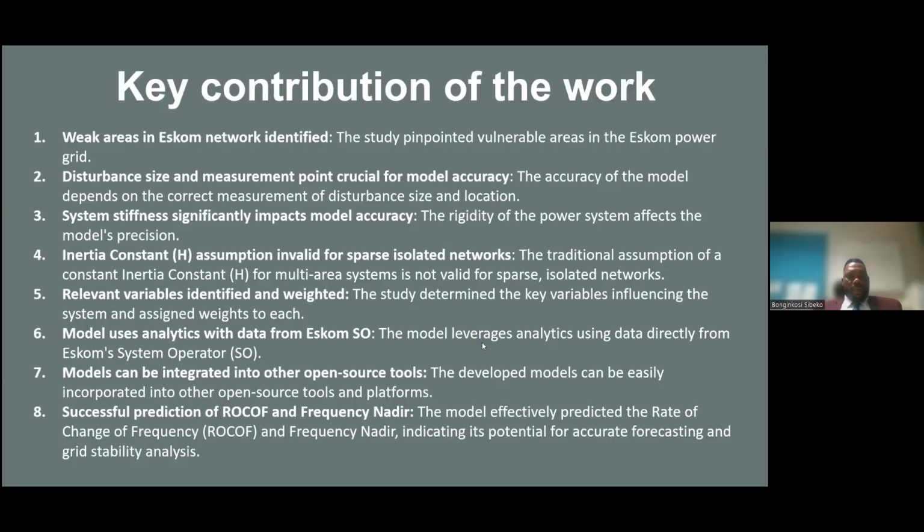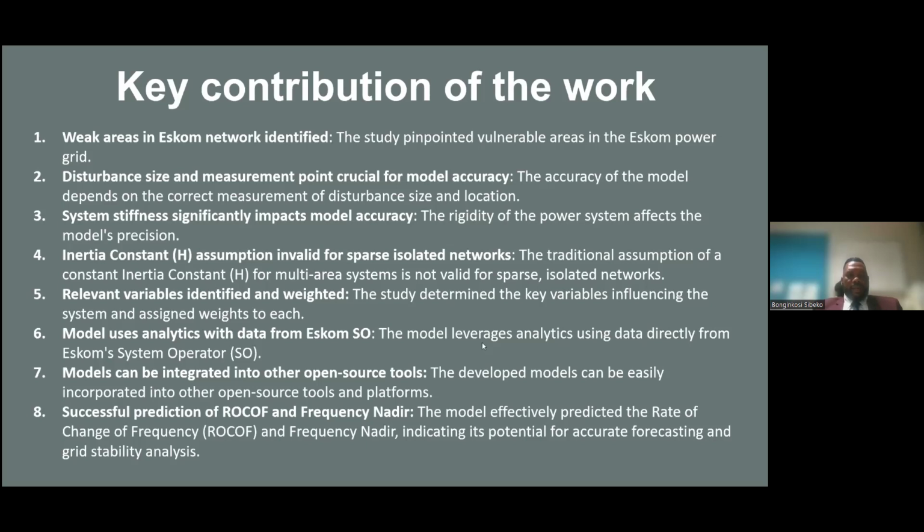And the key contribution of the work: we identified the weak areas in the Eskom network. Disturbance size and measurement points are crucial for the model accuracy. System stiffness significantly impacts the model accuracy. The initial constant assumption is invalid for a sparse isolated network. So you cannot just take all the units across the sparse network and add them and say you've got an inertia constant model. So it's only applicable to a meshed network and smaller in size.